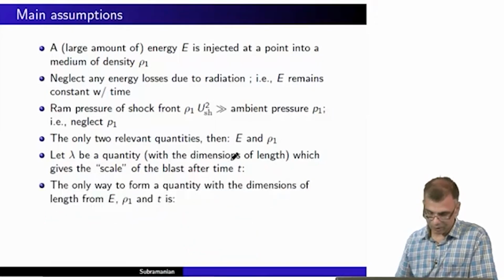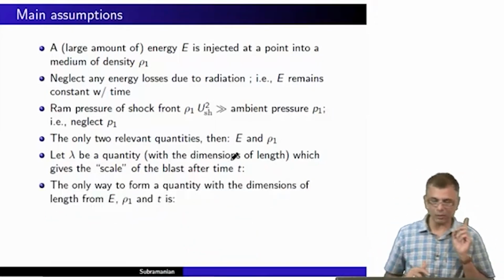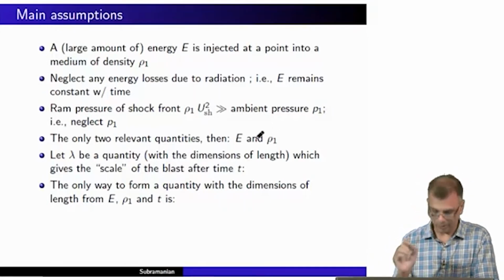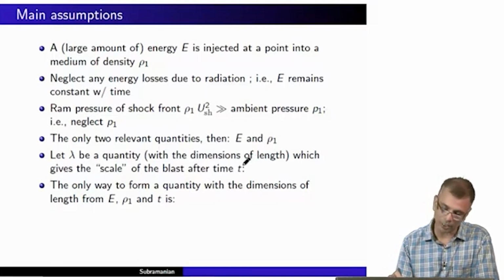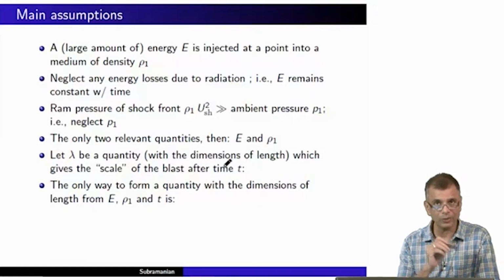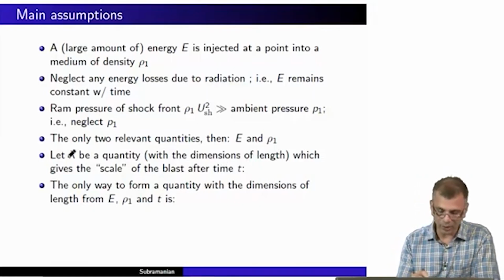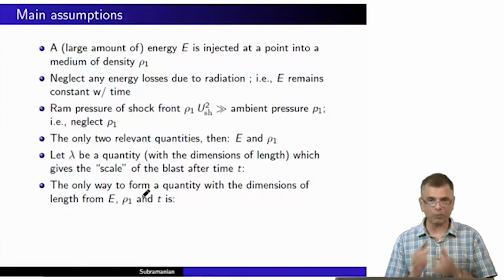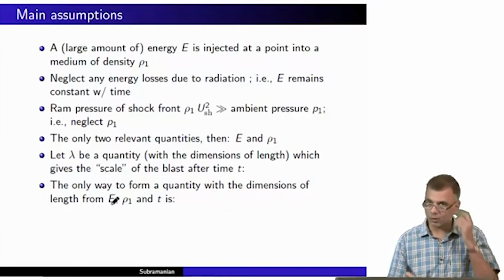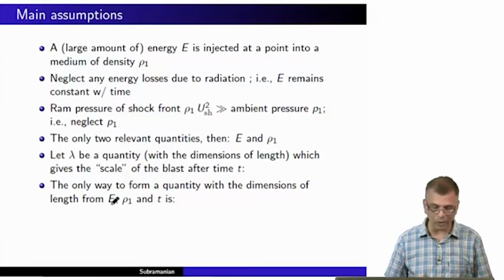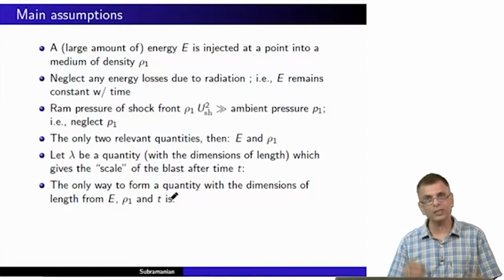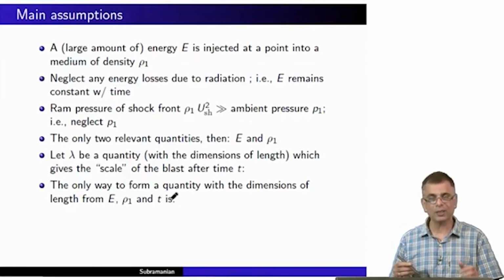Now, we said that we only have two relevant quantities, E and rho 1. That's not entirely true. We also have a time t. So we are left with the task of constructing a quantity lambda with dimensions of length from E, rho 1 and t. What we need to do is play around with this. Should it be E raised to 2 times rho raised to 1/3 times t raised to whatever? What combination of these 3 quantities will give me something with the dimensions of length?